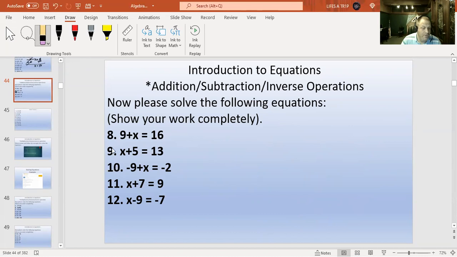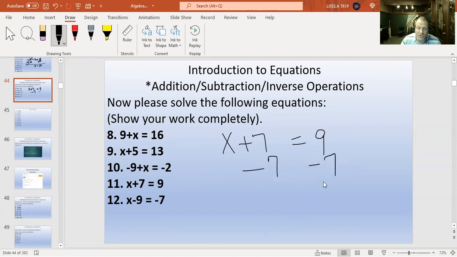All right, number 11, X plus 7 equals 9. Inverse operations. What you do to one side, do to the other. Cancel, cancel. We already went through the cancellation method video to identify where to cancel. X equals 2. And number 12.